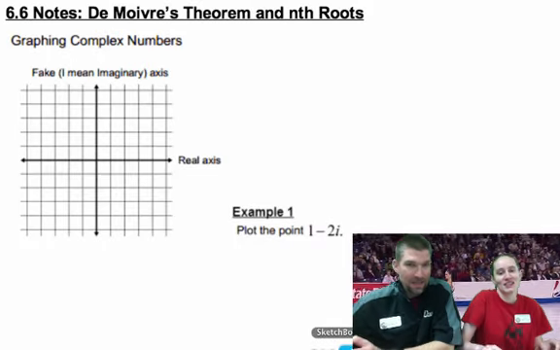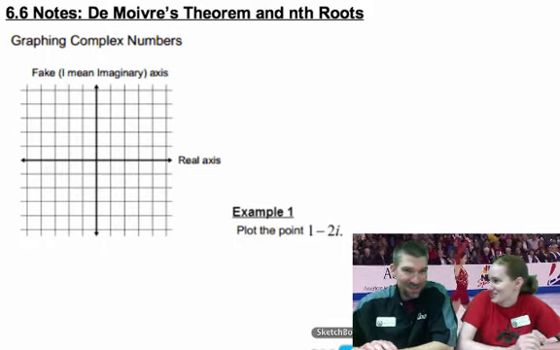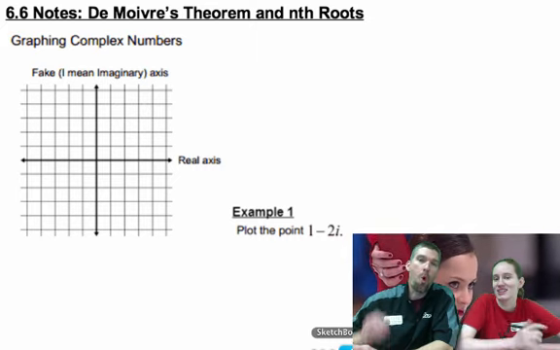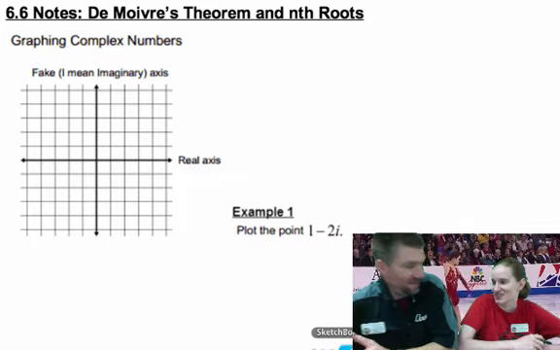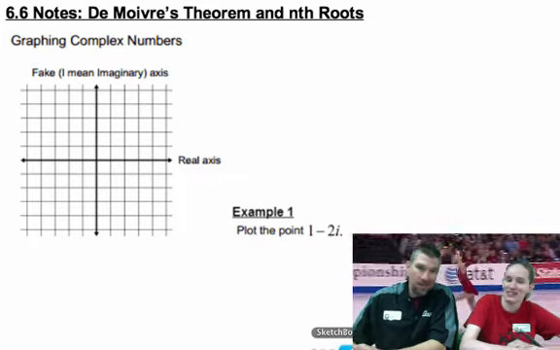De Moivre's theorem. I believe this is French, and it's pronounced De Moivre's theorem. But if you want to show where you're from and say De Moivre's theorem, we're going to talk about De Moivre's.